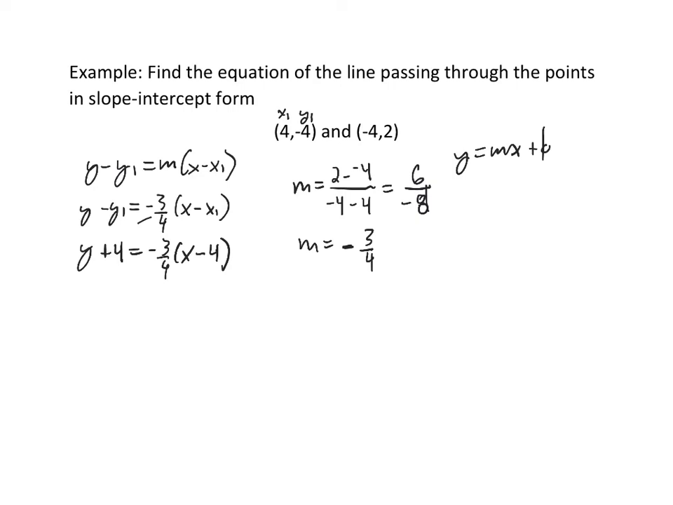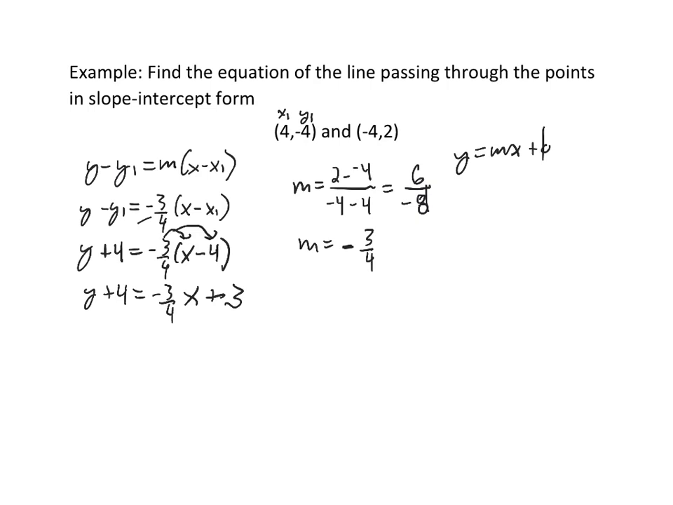Similar to last time, we're going to distribute this in. So far I've got y plus 4 equals negative 3 over 4x. A negative times a negative would be a positive. And then to multiply fractions, we multiply the numerators and divide by the denominator. 3 times 4 is 12, divided by 4 is 3. So negative 3/4 times negative 4 would give me positive 3.